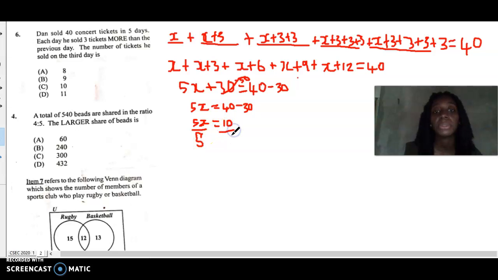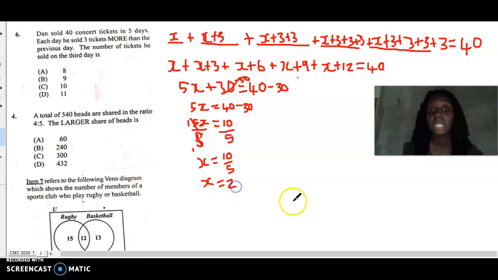All right, so we do the opposite of that. All right, so we can get one set of 5 out of the numerator and denominator. So we are left with x is equal to 10 over 5, and therefore x is equal to 2.